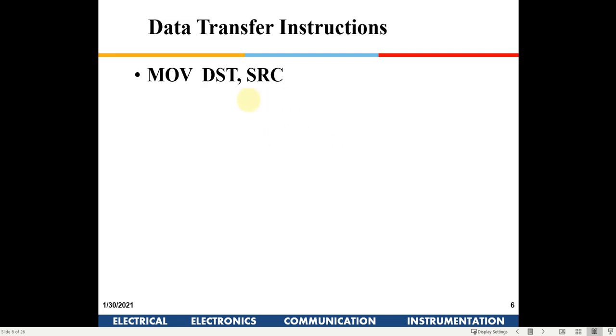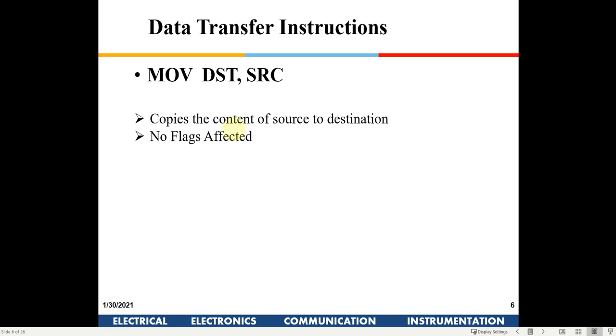Okay. So the destination and source, and then it copies the content of the source to the destination. It copies the contents of the source to the destination. No flags are affected. Okay, this is important. So when we write a program, we always have to be careful that the flags are not affected.